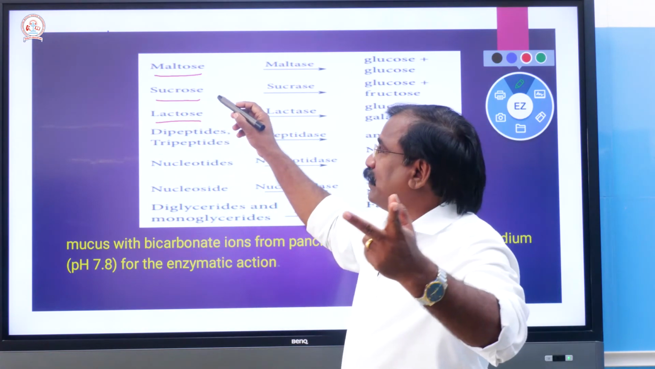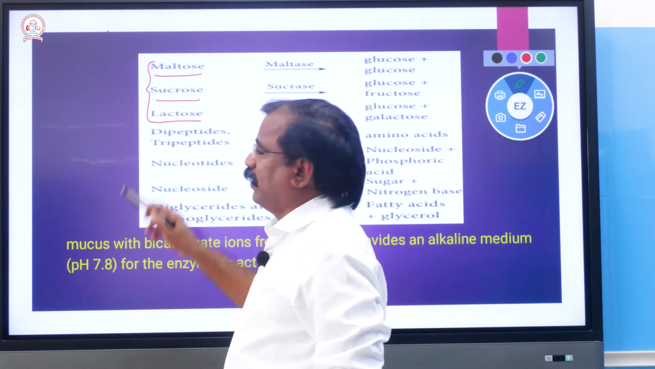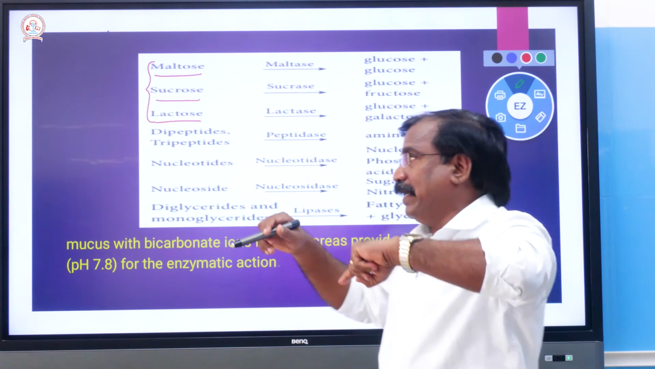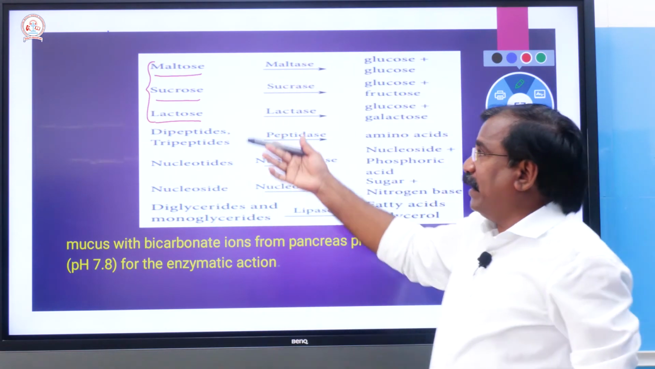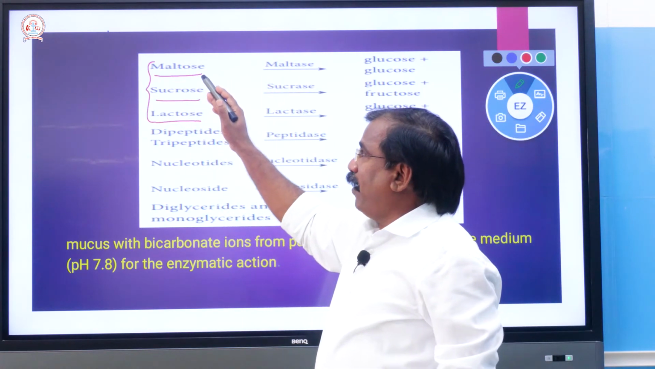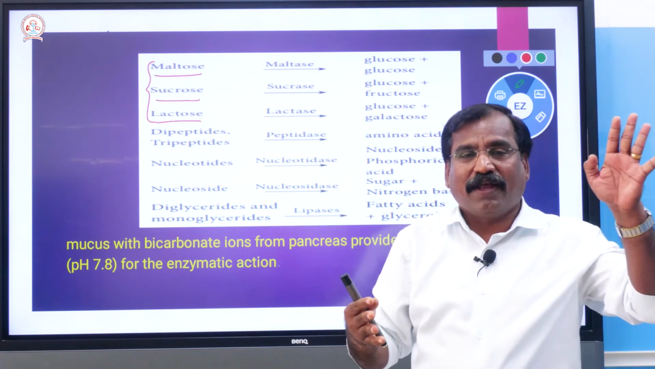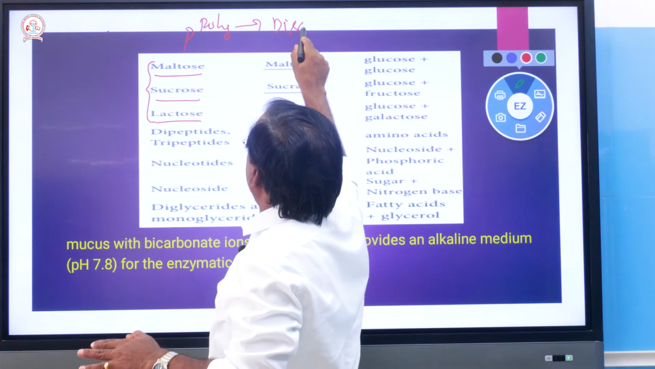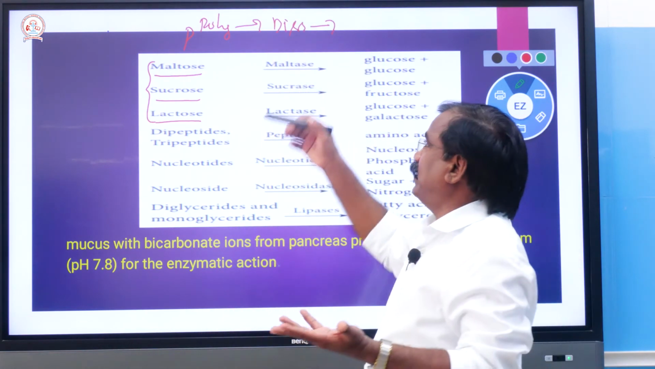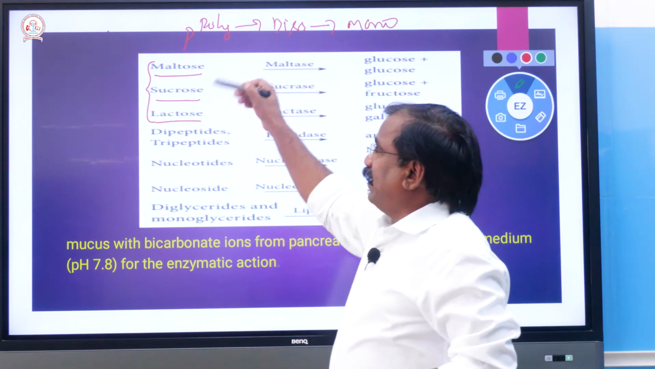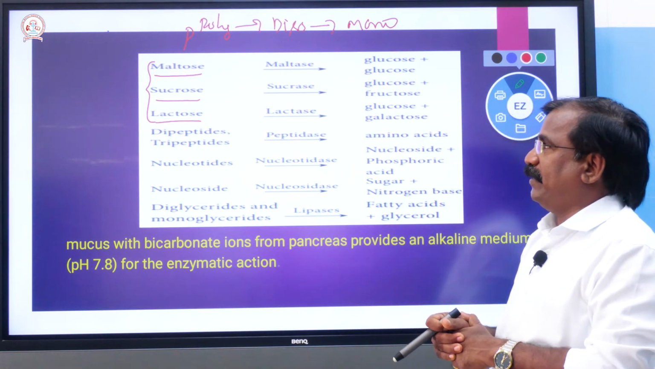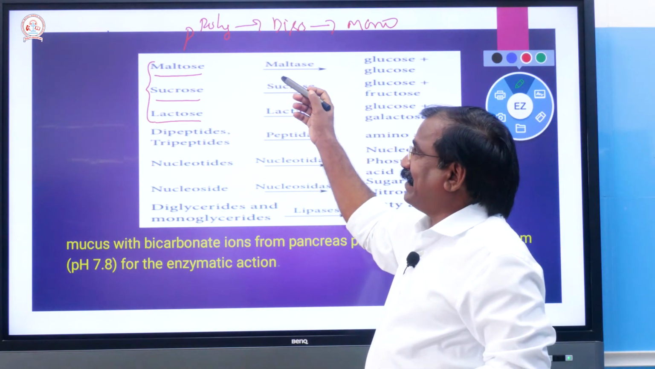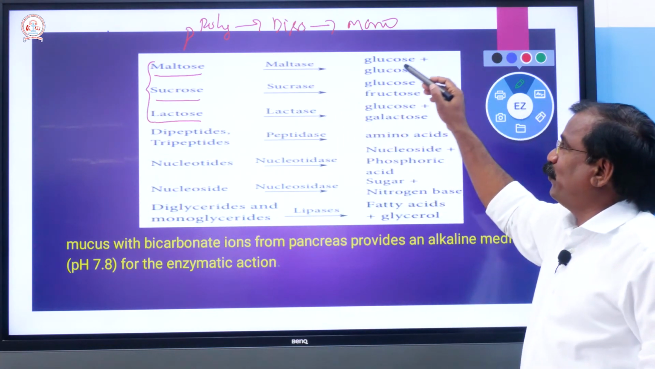Lactose, sucrose and maltose, all three are disaccharides, produced by the action of pancreatic amylase. Pancreatic amylase converts the polysaccharide into the respective disaccharides. The disaccharides are further broken down, digested into monosaccharides. Maltose, sucrose, lactose are disaccharides. How is maltose digested? Maltase acts upon the maltose and converts it into glucose and glucose.